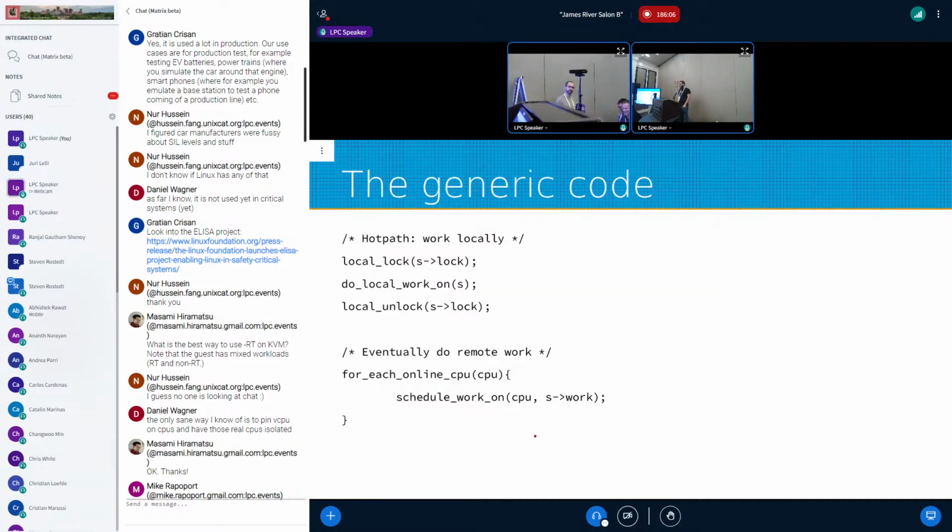Next slide. Okay. This is how it mostly works. You have your hot path, which is the thing that you use most. You do the local lock, do the local work, local unlock it, and whenever eventually you need to access the caches from the remote CPUs, you will schedule work on that CPU.